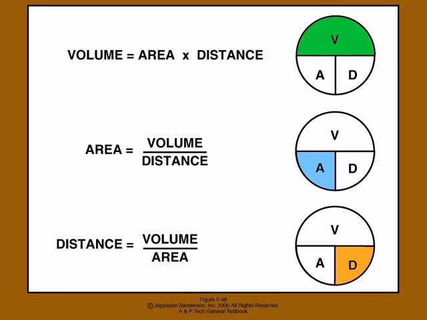The primary formula is volume equals area multiplied by distance, illustrated in green. To solve for area, divide volume by distance, as shown in blue. To find distance, divide volume by area, highlighted in orange. This triangle tool simplifies rearranging the formula, helping aircraft maintenance technicians quickly calculate fluid displacement, piston stroke lengths, or actuator volumes with confidence and accuracy.